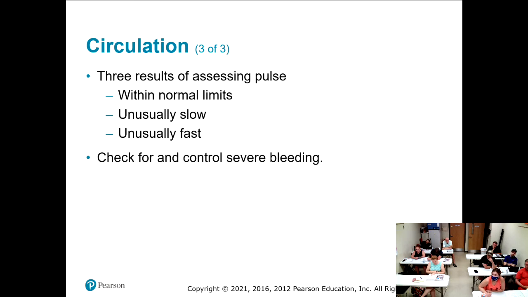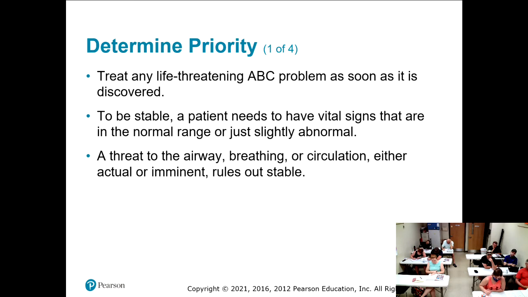And then obviously we're checking and controlling severe bleeding. Determine our priority. So this is where we need to treat any life-threatening ABC problem. As soon as it comes up, as soon as you find it, you treat it. Stable patients, a patient has to have vital signs that are in normal ranges or just slightly abnormal to be considered stable. Anything else is any threat to airway, breathing, circulation, either actual or imminent, makes this patient unstable. Anytime there's an issue with the ABCs, it's an unstable patient.